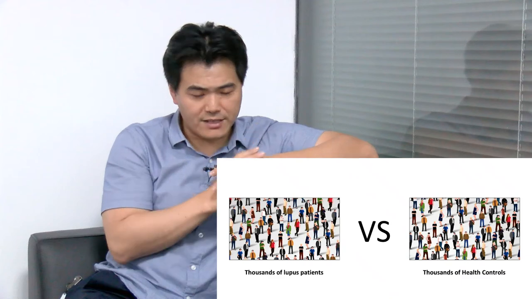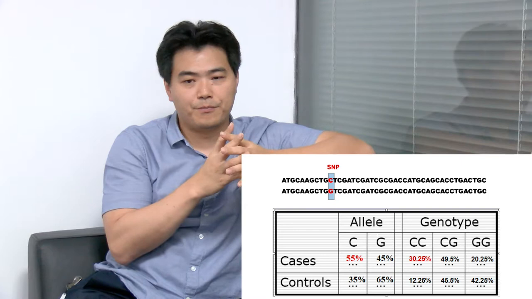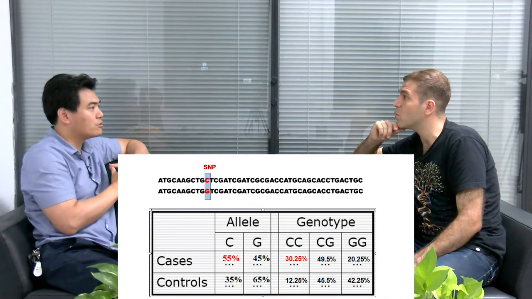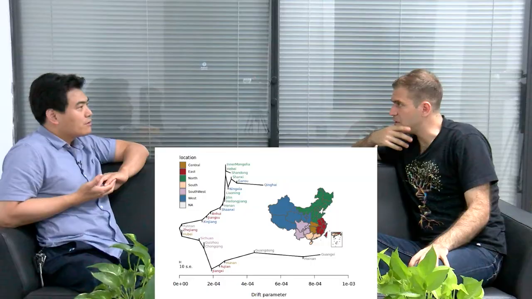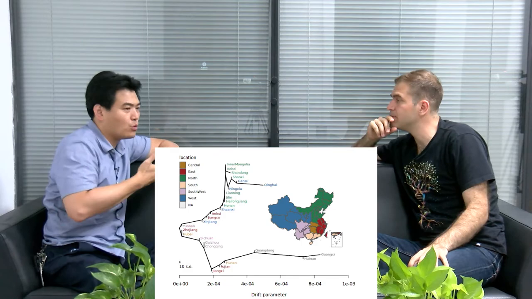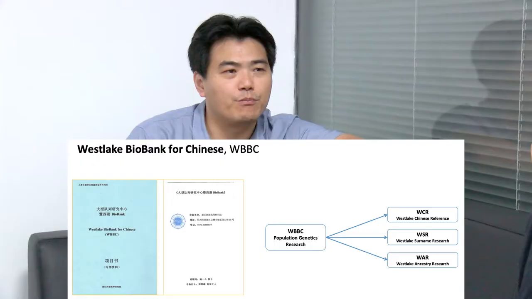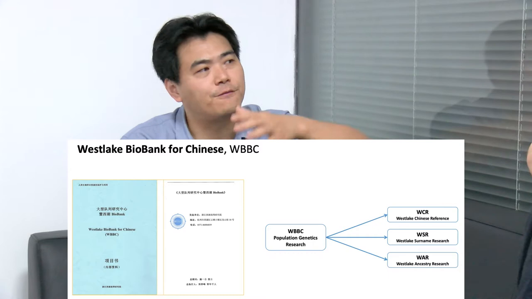Within this project, we find 16 susceptible genes for lupus for the Chinese population. Yes, we use polygenic risk score and machine learning to do the prediction of a disease for the specific population, because we cannot use the genetic data of European population to predict disease in Chinese population.